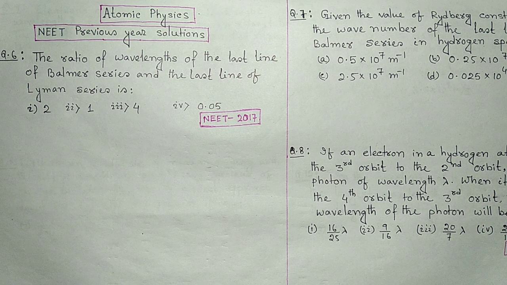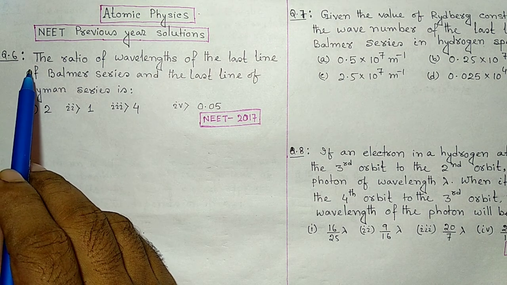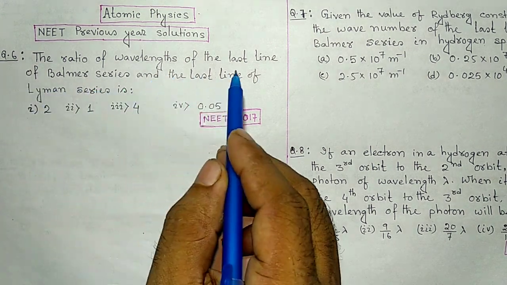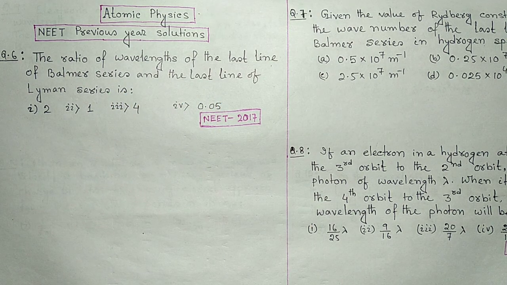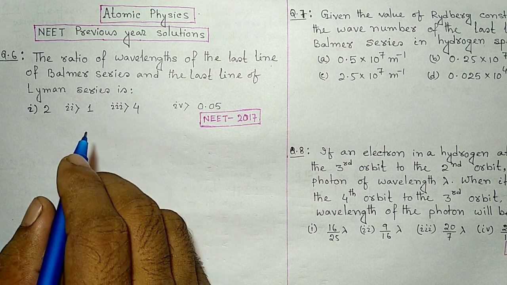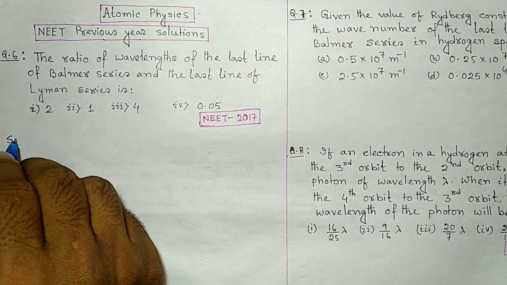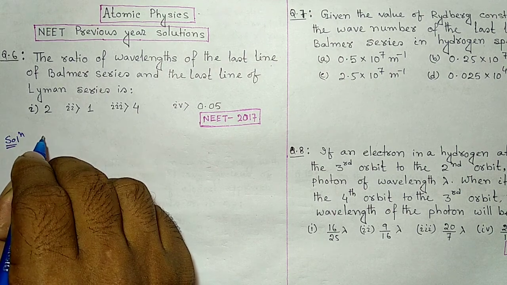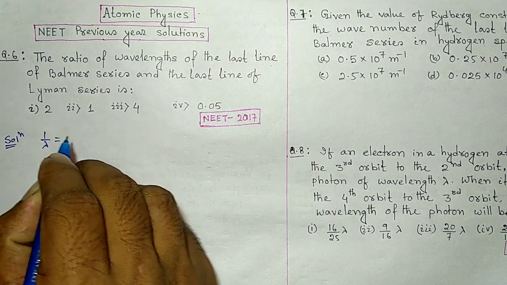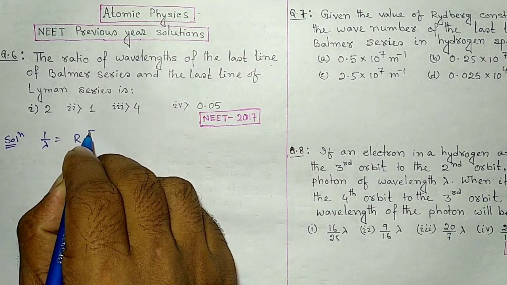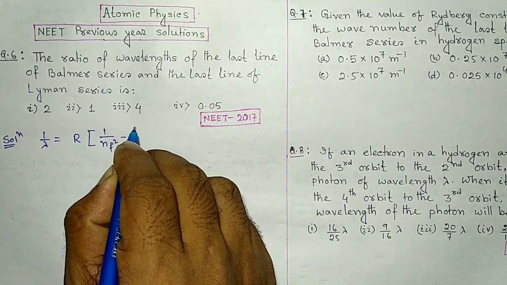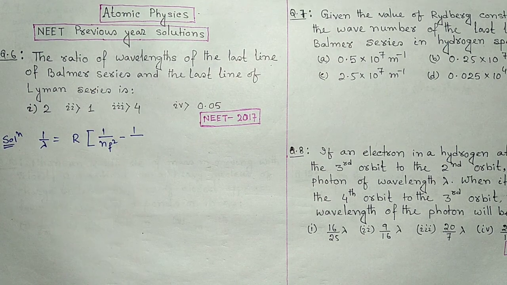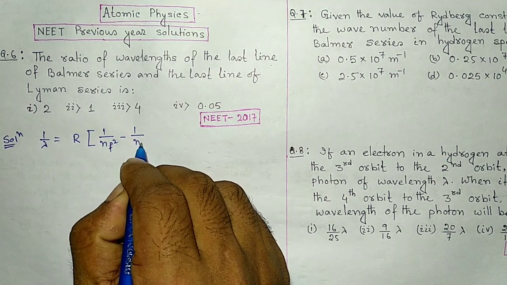So now go to question number 6. Question number 6 says that the ratio of the wavelength of the last line of the Balmer series and the last line of the Lyman series is. So we know the formula: 1 by lambda is equals to R into (1 by Nf square minus 1 by Ni square).